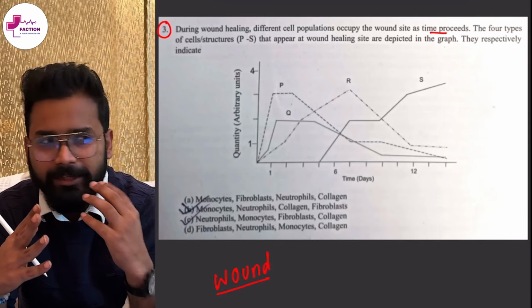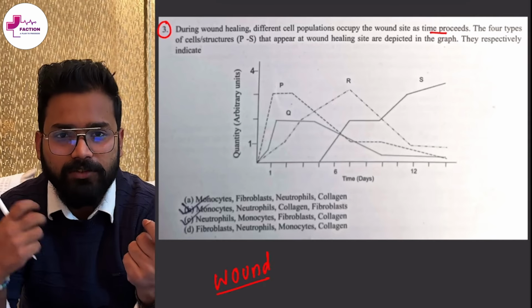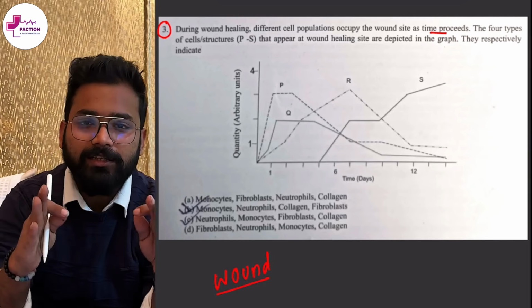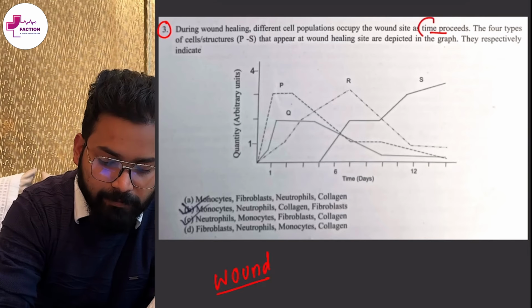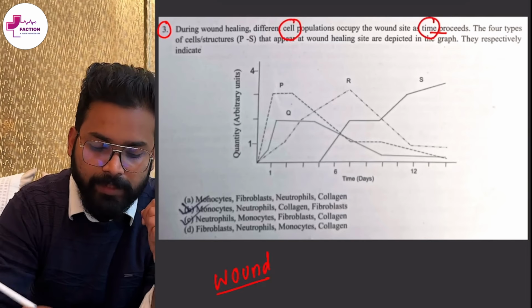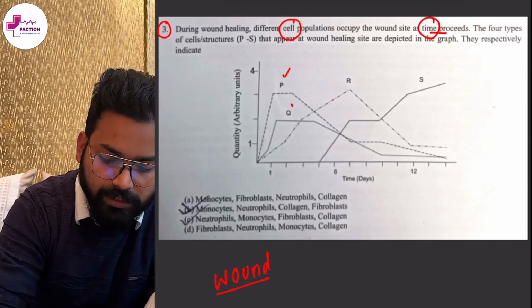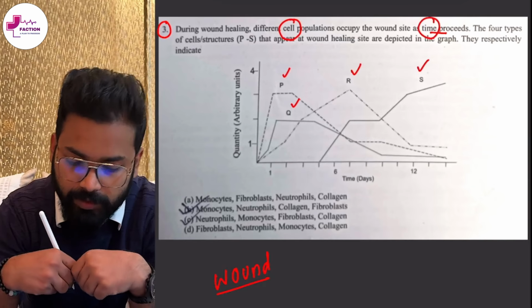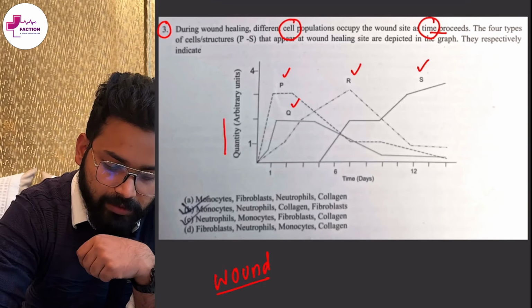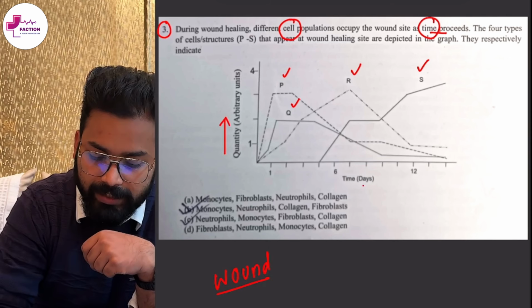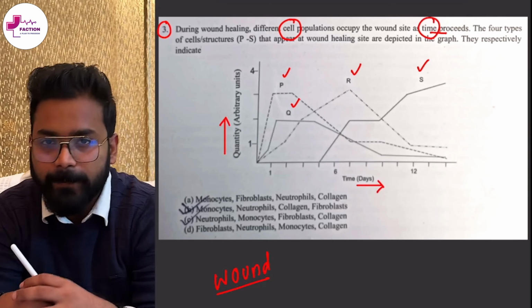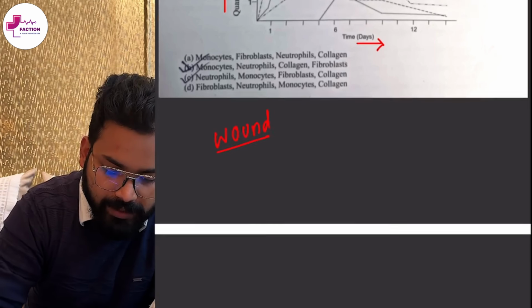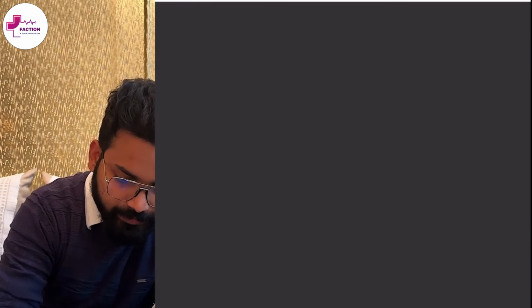I am not going into the topic of wound healing by first or second intention, or the types of wounds. The question here says as the time proceeds, some cells occupy, and here they have given chronologically which cells come when during wound healing. Here is the quantity or the unit of wound healing, and the x-axis, the horizontal axis, says the time of healing. So let's see first the core concept behind this question.